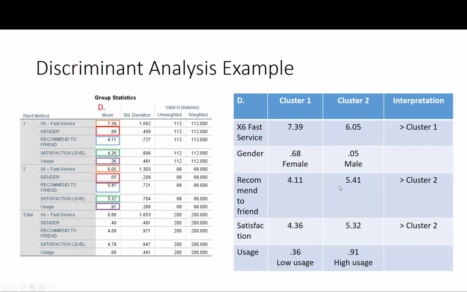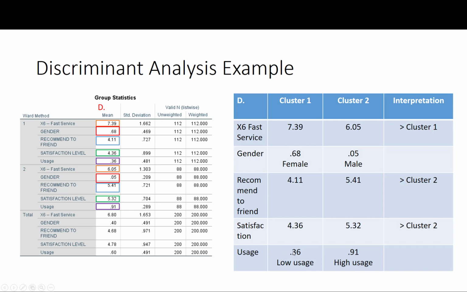In terms of recommendation to a friend, we see Cluster 2 scoring a higher mean, meaning that those who are more likely to recommend to a friend are more likely to be members of Cluster 2. Similarly, satisfaction levels, people who are more likely to have higher satisfaction are likely to be members of Cluster 2. And in terms of usage, this was coded also at 0 and 1, where low usage is 0, so 0.36 is closer to 0, and 0.91 is closer to 1.